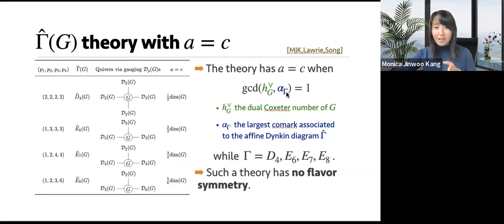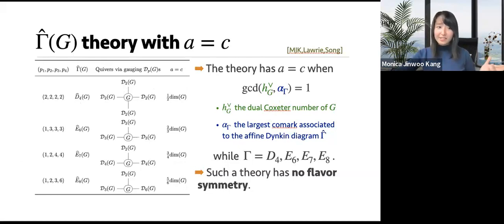And this G has additional requirements: the theory is A equals C only when the largest comark associated with this linear diagram, the shape it gives rise to when taken as an affine diagram, is constrained. So for example, if you take SU(2N), the comark has to be taken together with the dual Coxeter number of the group that we were taking.